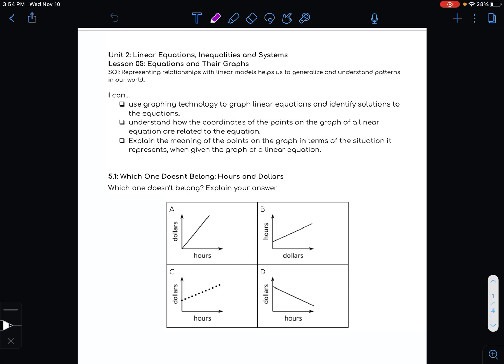In today's lesson, we're going to look at some of our linear equations and how they are connected to the graphs of those linear equations.